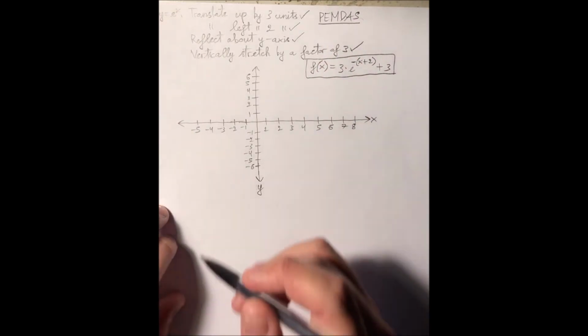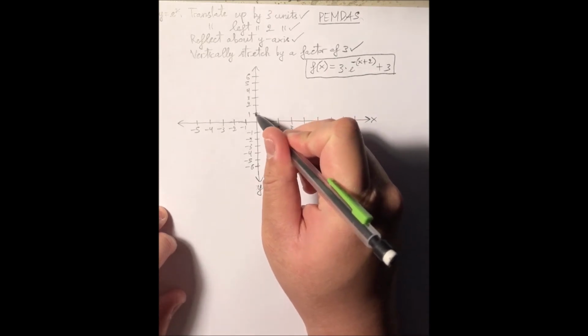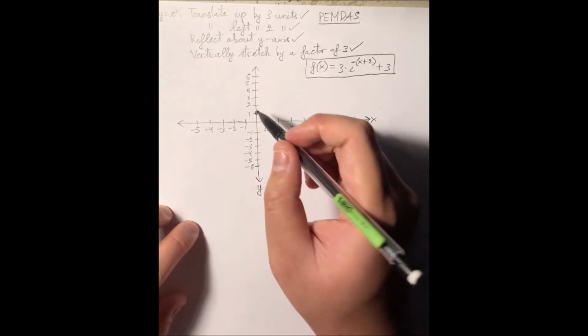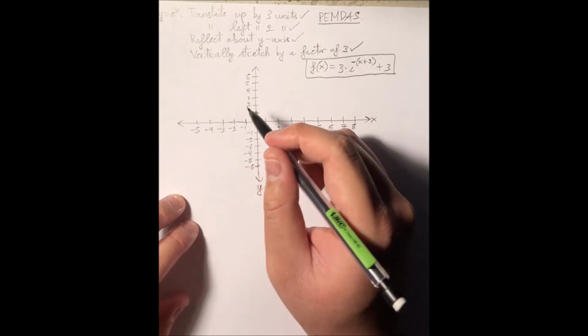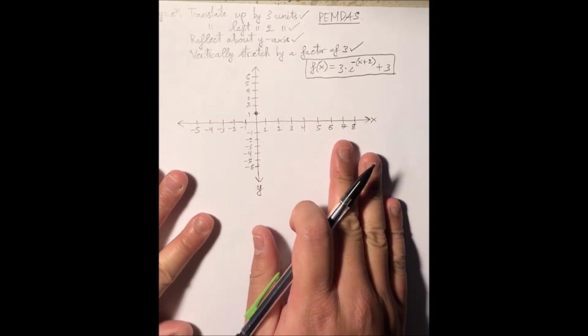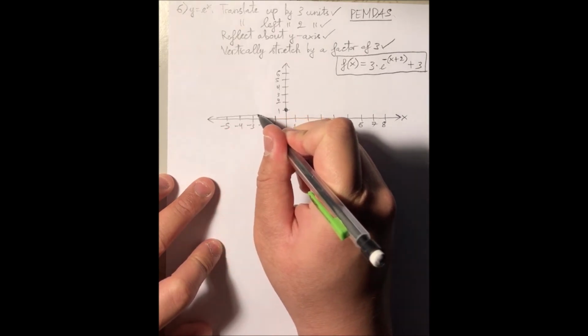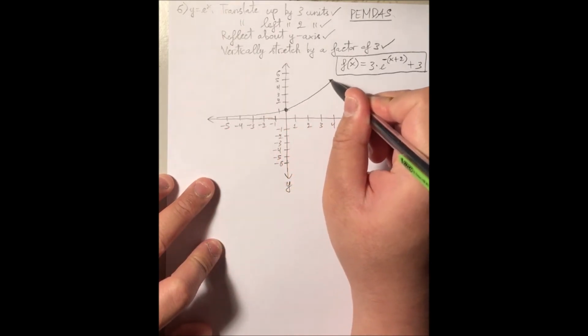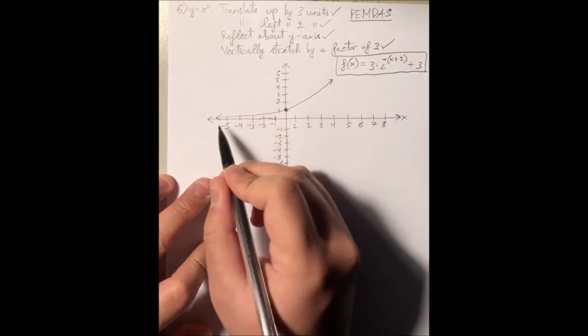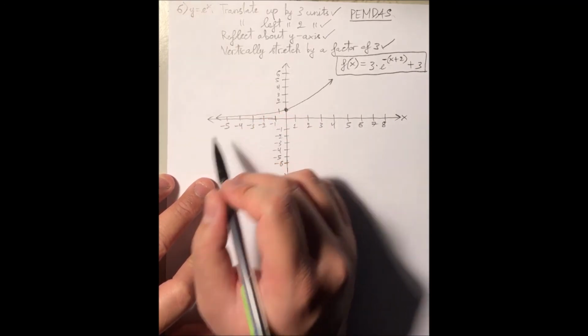So how do we graph it? Well, we always start graphing with the parent function e to the x. So recall that the graph of e to the x, from left to right, is an increasing function that passes through that point. It's going to keep going like that. And of course, on the other end, it approaches the x-axis but never touches it.